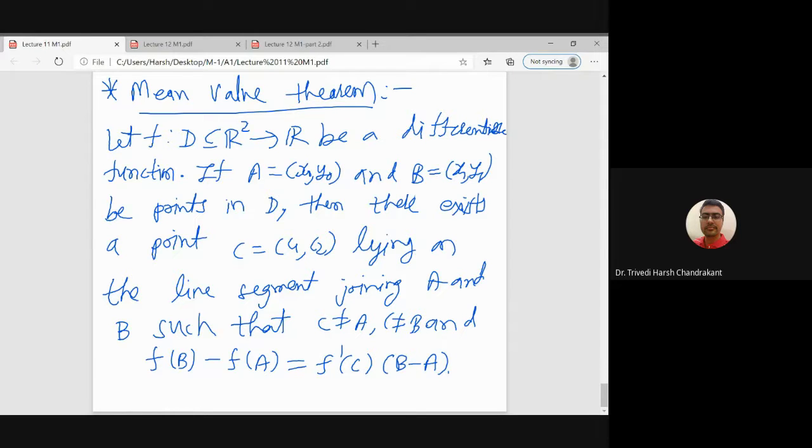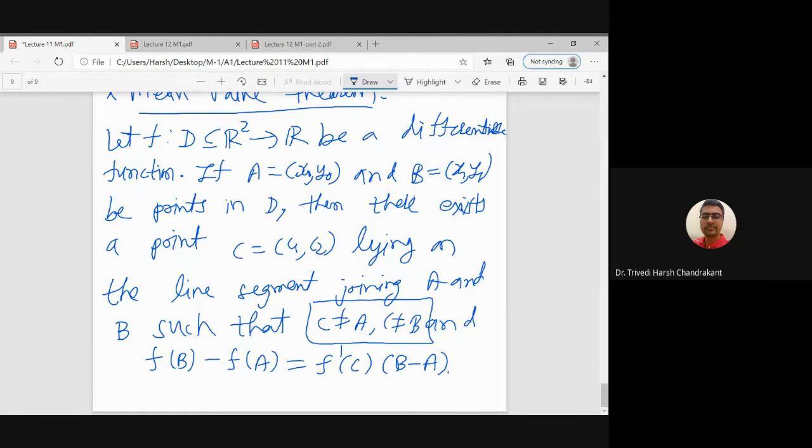C is in the open interval. That related condition here is C is other than A and B, right? So C is different from the endpoints. And in this case we have the condition f(B) minus f(A) is equal to f'(C) times (B minus A). So here the derivative is basically the gradient, because we have a two variable function.